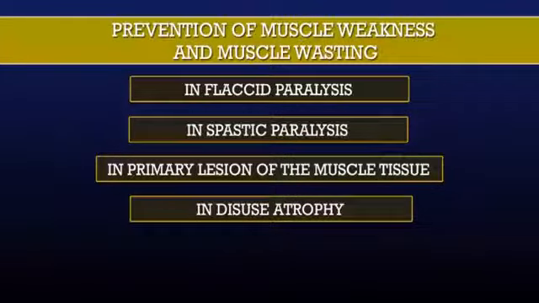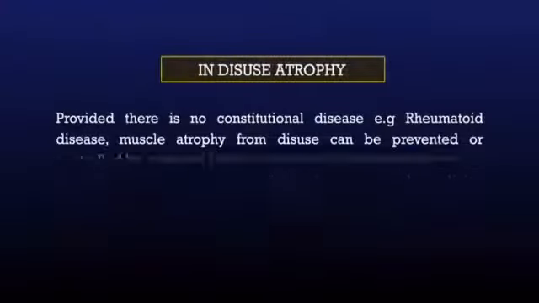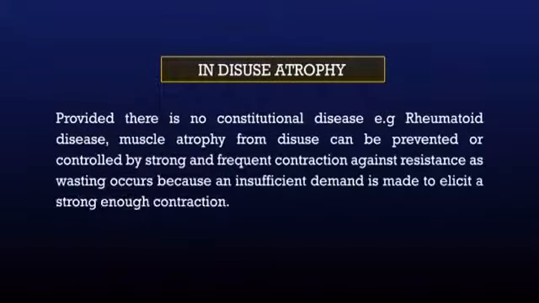And next one is disuse atrophy. Provided there is no constitutional disease, for example, rheumatoid disease, muscle atrophy from disuse can be prevented or controlled by strong and frequent contraction against resistance as wasting occurs, because an insufficient demand is met to elicit a strong enough contraction.